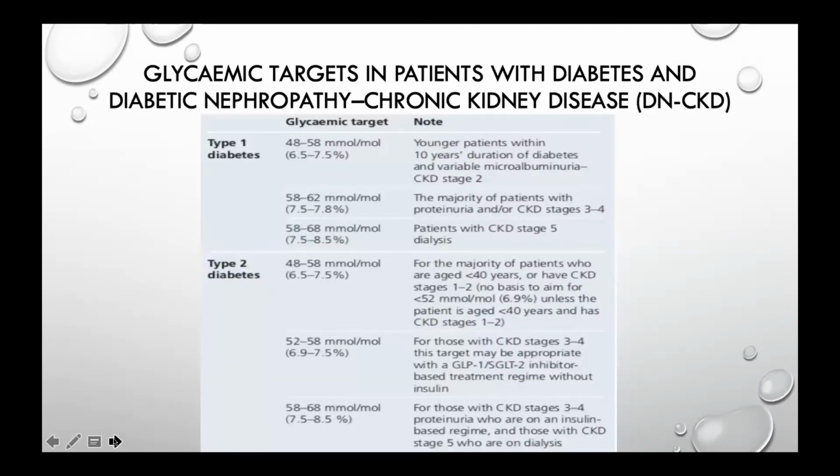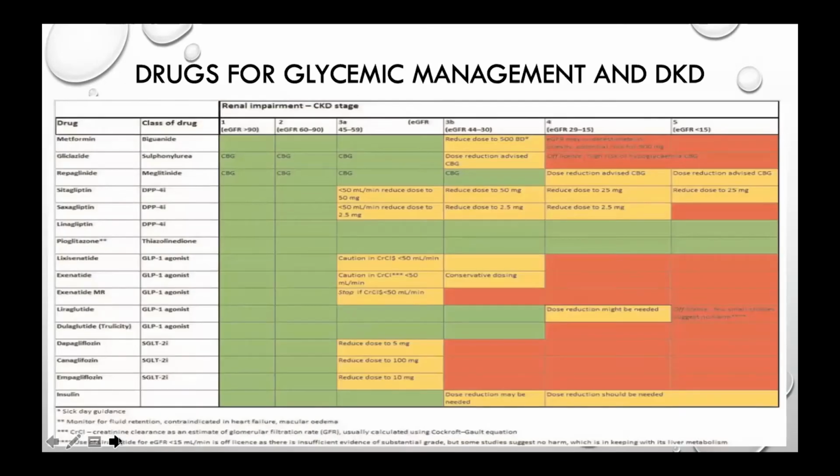Glycemic targets change as you move on to higher stages of CKD. As you can see, type 1 diabetes 7.5 to 8.5 in a patient with CKD 5, and 7.5 to 8.5 again in type 2 diabetes. Although HbA1c does have limitations in use as a glycemia indicator for patients with CKD because they may be on erythropoietin or they may have anemia, they may have iron deficiency, and so on, that can change HbA1c.